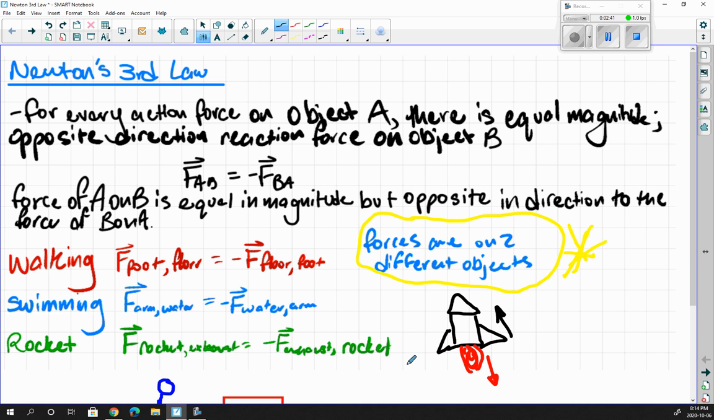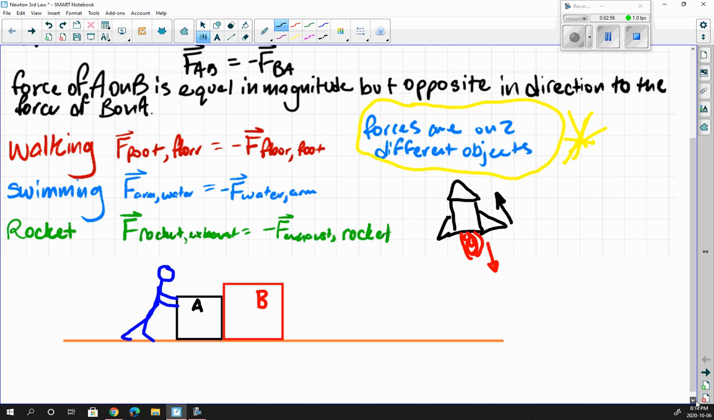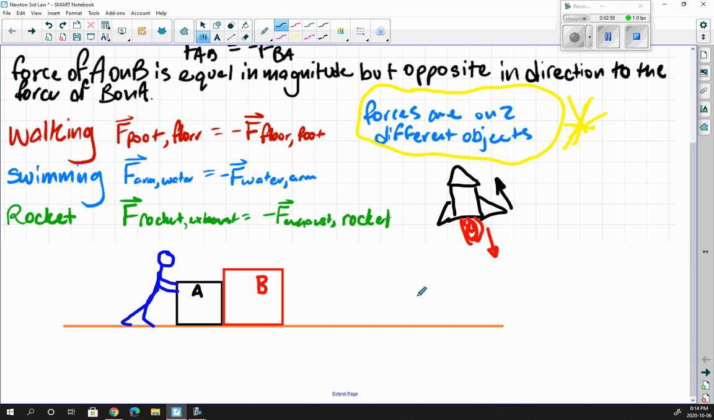That's how it works. So the force of the rocket on the exhaust is equal in magnitude but opposite in direction to the force of the exhaust on the rocket pushing forward. This is seen from jet engines to propellers on boats. This is how things move, by pushing back on something so that something can push you forward.